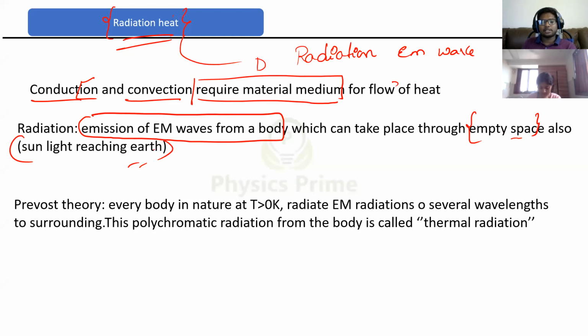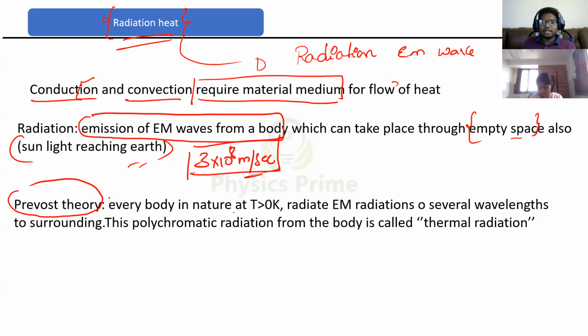In vacuum also, electromagnetic waves travel, and they travel with the speed of light, that is 3 into 10 power 8 meters per second. And they do not require a material medium. Got it? So one of the important theories, Prevost theory, what did that scientist Prevost say?